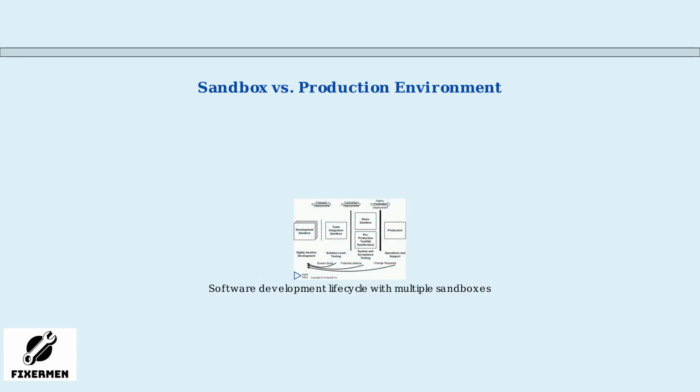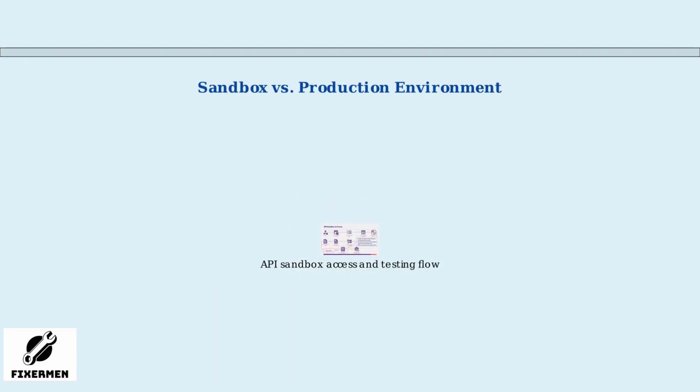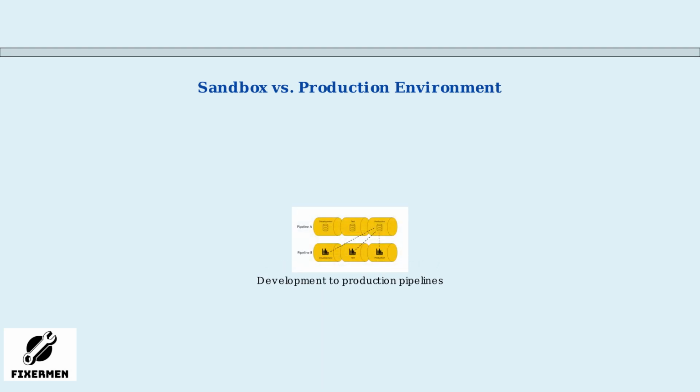The software development lifecycle often includes multiple sandbox environments, from development to pre-production testing before deploying to production. This staged approach ensures thorough testing at each level. API sandboxes provide isolated testing environments where developers can safely experiment with API calls, get credentials, and perform test requests without impacting live systems. Pipelines represent the flow from development through testing to production, with clear separation between environments. This structure prevents mixing credentials and ensures proper deployment.